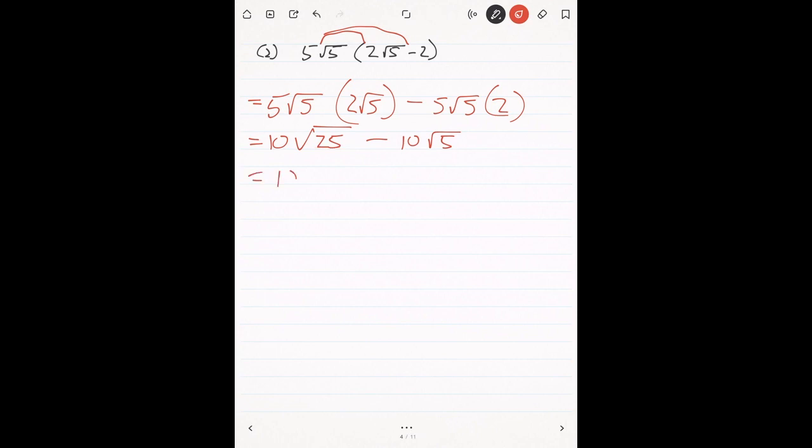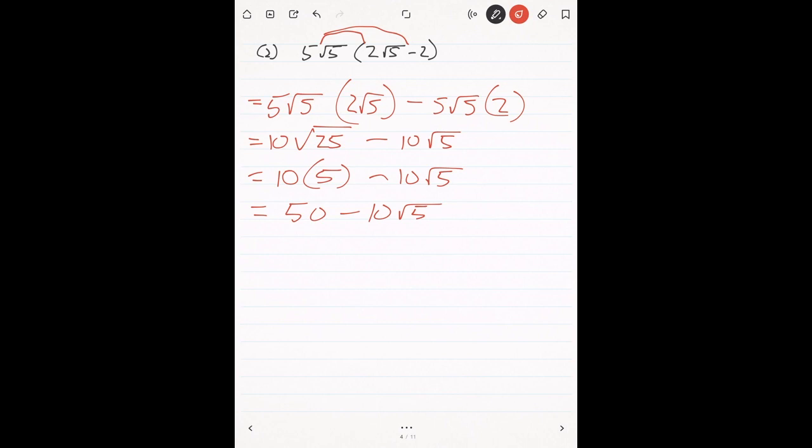So we end up with 10 times 5 minus 10 root 5. Notice the square root of 25 is 5, so that actually was able to break down. So we end up with 50 minus 10 root 5.